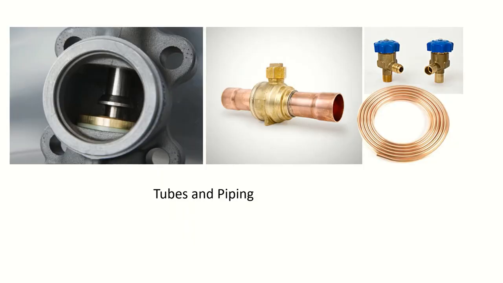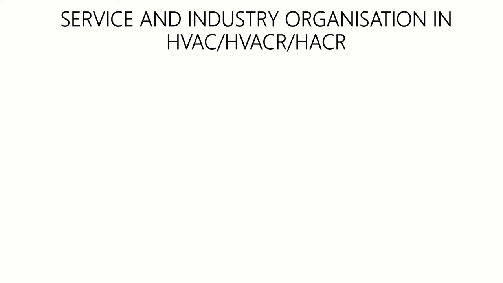Now please look on your right. What you are seeing here is the refrigerant pipes. Most times the refrigerant pipes come in this form. That is why we have to use the bending springs to straighten the refrigerant pipes. So these are some examples of supplies that we use in HVAC servicing and installation.